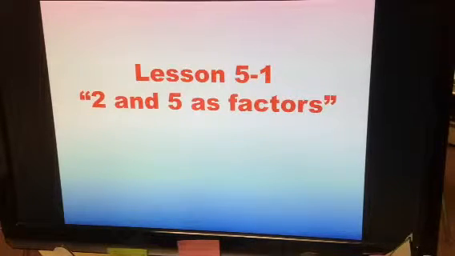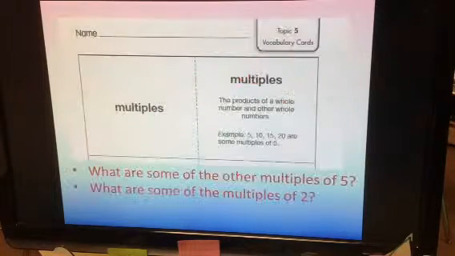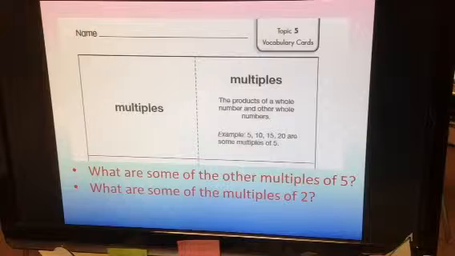Hello, today's lesson is lesson 5-1, 2 and 5 as factors. One of the important words we need to know for this lesson is the word multiples. Multiples means the products of a whole number and other whole numbers. It is basically skip counting.